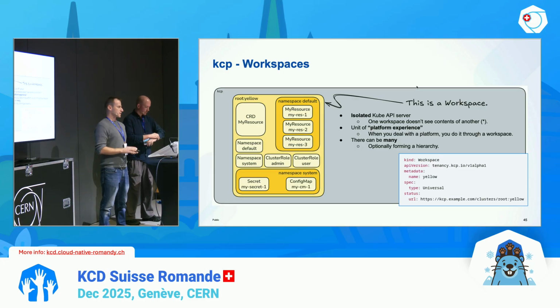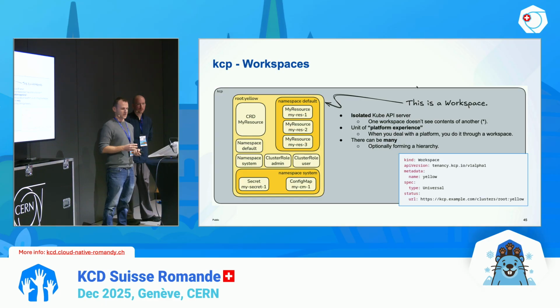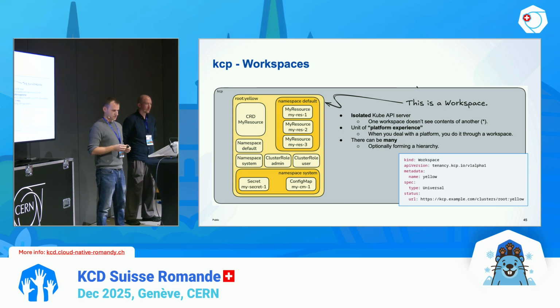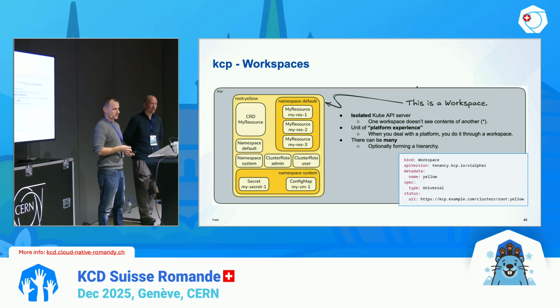Cool, so with that out of the way, how do we actually use this thing? When talking to a KCP instance, we do so through something called a workspace. It's an isolated, self-sufficient little slice of a Kubernetes API server. It even has its own URL address. You can see it down here. And you talk to it like you would with any Kubernetes endpoint, with some client like kubectl.